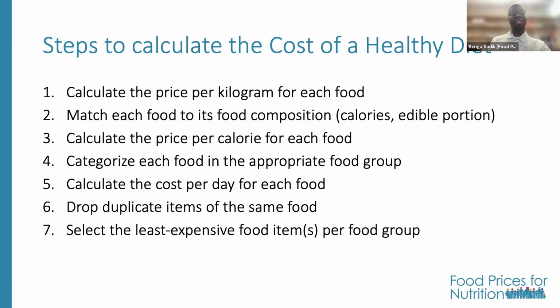Then step 7 is to select the least expensive food items within each food group, depending on the required number of items for each food group, as we showed in the healthy diet basket. For example, for oils and fats, we select the least expensive oil or fat. For fruits, we select the 2 least expensive fruits. For vegetables, select the 3 least expensive items, and so on. And then we sum up the cost per day for all the foods that have been identified as least cost within each food group. And that's how we calculate the cost of a healthy diet.